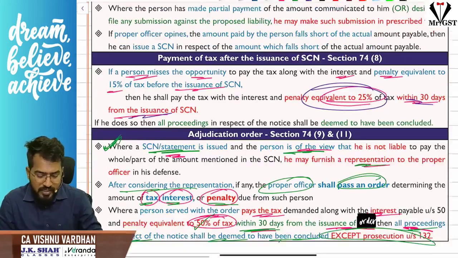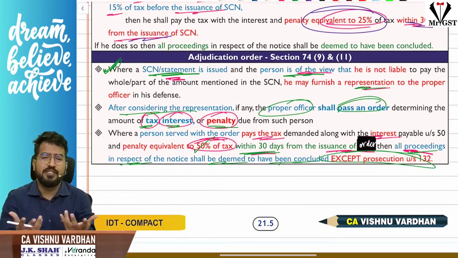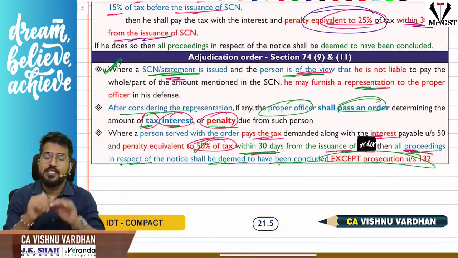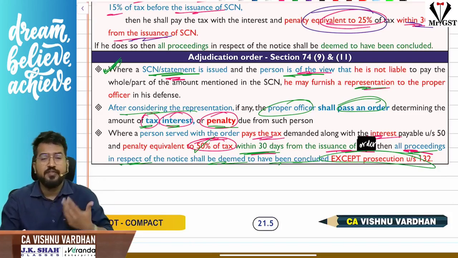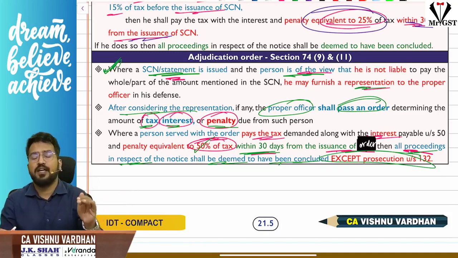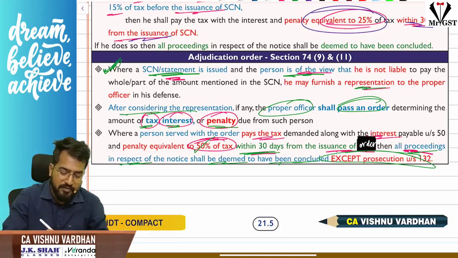Or you are feeling, no sir, I am not liable to pay all this. If you feel like that, you give any representation you want, all your reasons why you have not paid, and then the representation will be considered. The proper officer will accordingly pass the order. If he feels all these representations are correct, he will just drop the show cause notice. Otherwise he will pass the order giving the tax, interest and penalty amount.